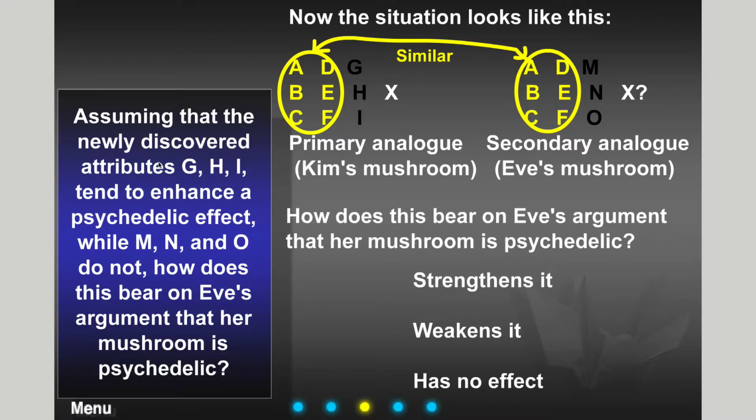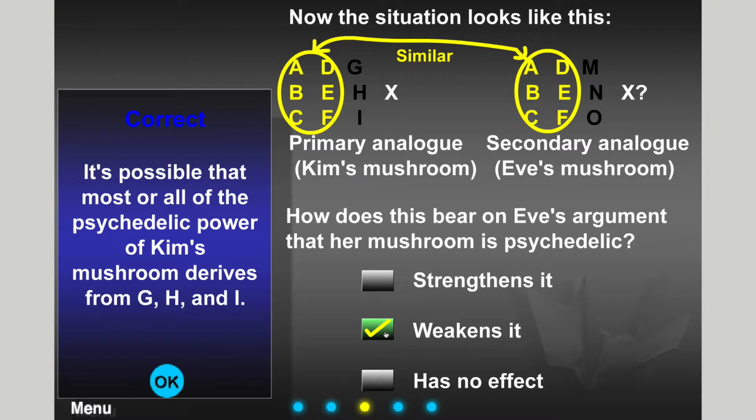So let's say that G, H, and I tend to enhance a psychedelic effect. Well, M, N, and O do not. How does this bear on Eve's argument that her mushroom is psychedelic? Well, these tend to increase it. These don't, and she doesn't have it. So I would say that it weakens the effect. It's possible that most or all of the psychedelic power comes out of these 3 new attributes she finds, and therefore these are disanalogies. That is, they are disanalogs. These make them different, and they're important.